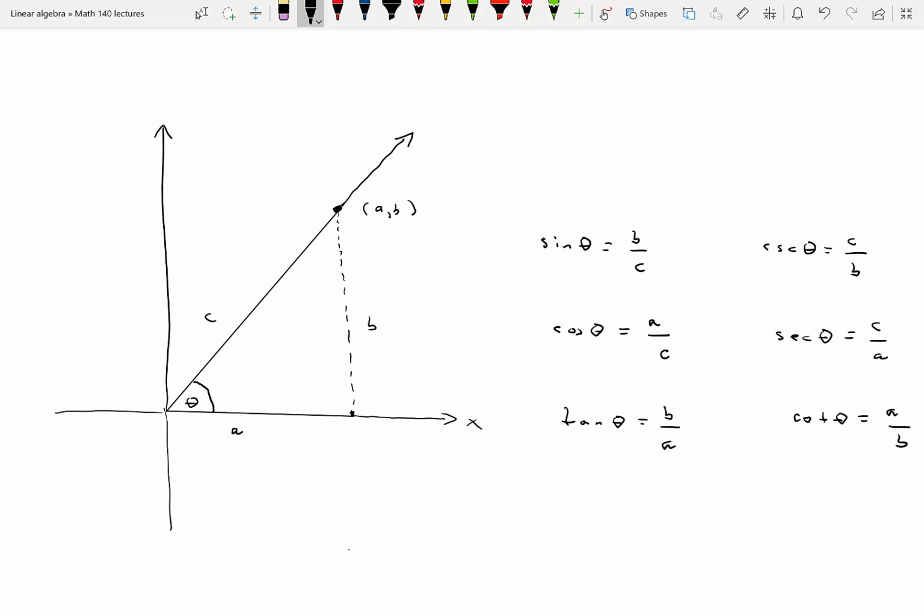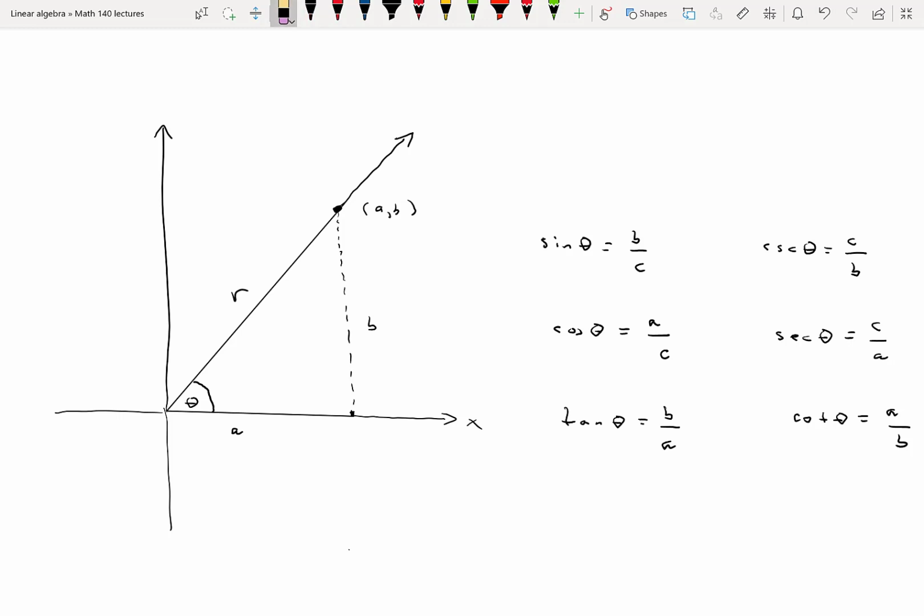Now, let's redefine all 6 trig functions. And again, I mentioned we were going to do this gently. Instead of referring to the side C, we're going to replace it with the distance R from the origin to the point (A, B). So far it doesn't look like I've done very much. Instead of calling it C, I'm calling it R. And we're going to redefine all 6 trig functions, replacing that C wherever they occur with R.